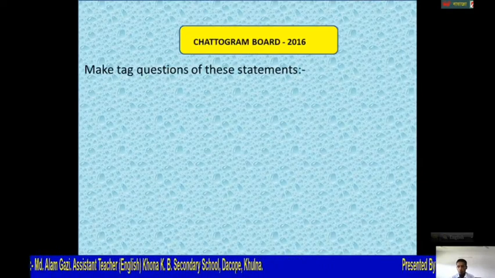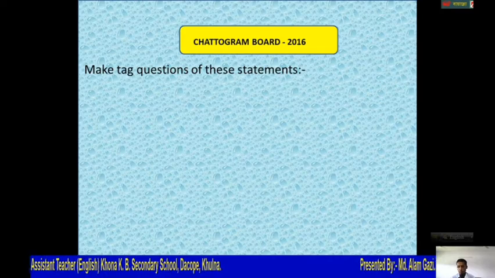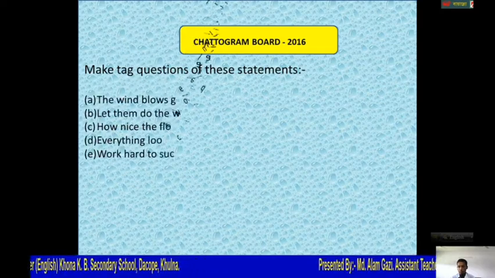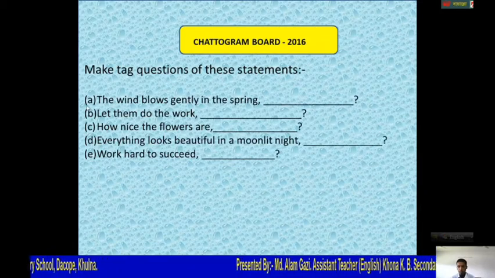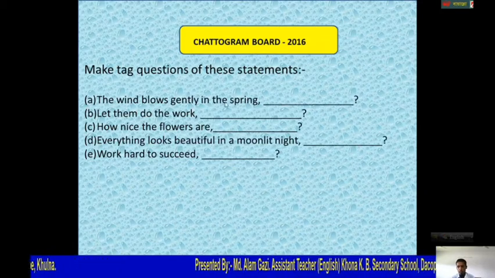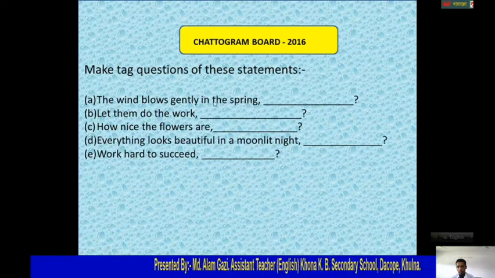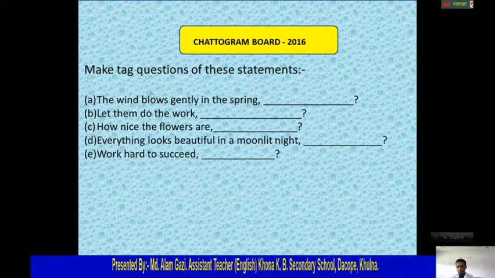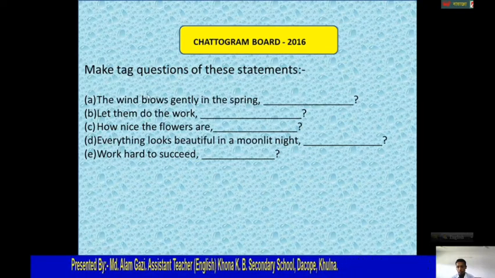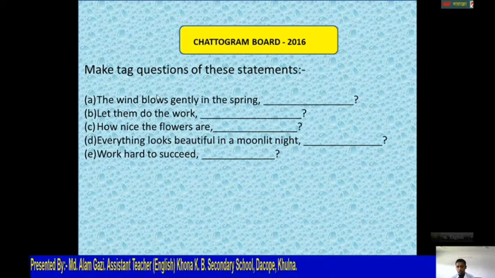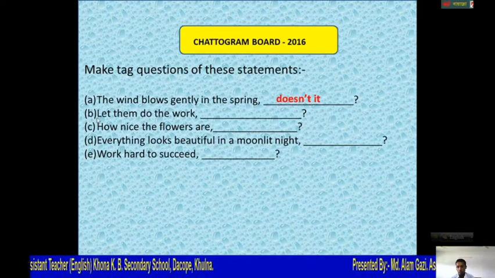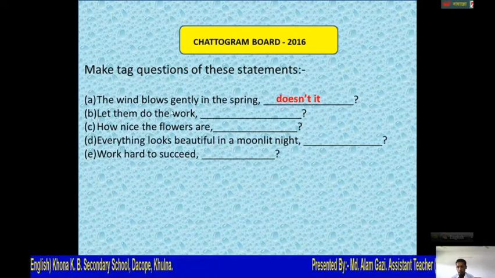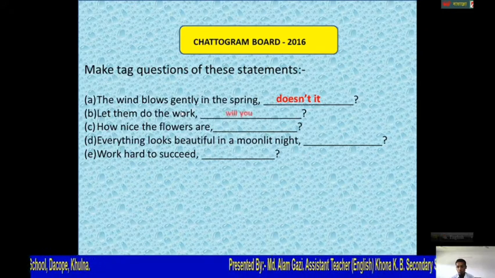Chattogram Board 2016. Make tag questions of this statement. Question A. The wind blows gently in the spring. In this sentence, there is no auxiliary verb, there is a principal verb blows and it is present indefinite tense. So, tag question will be doesn't it. Question B. Let them do the work. It is an imperative sentence. So, tag question will be will you.